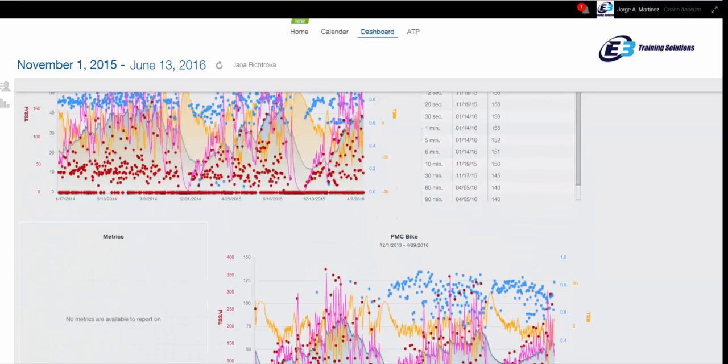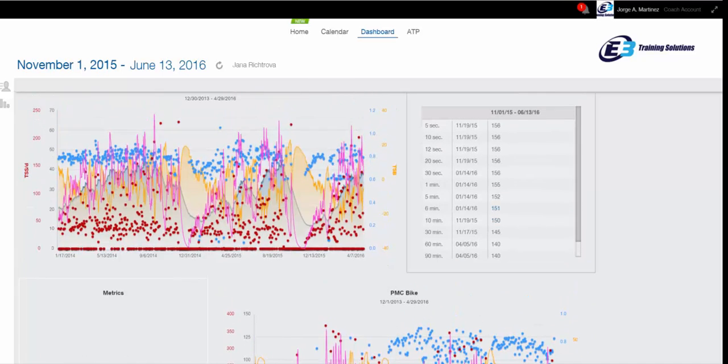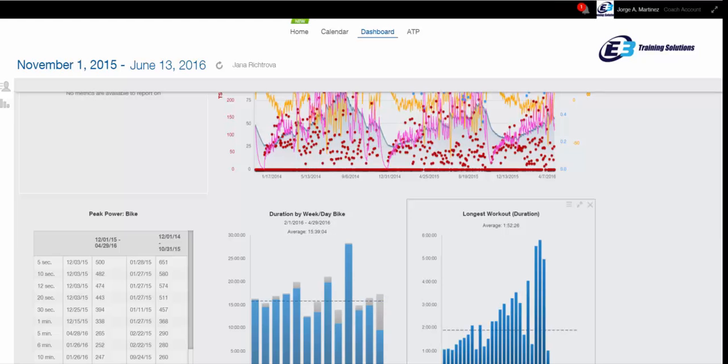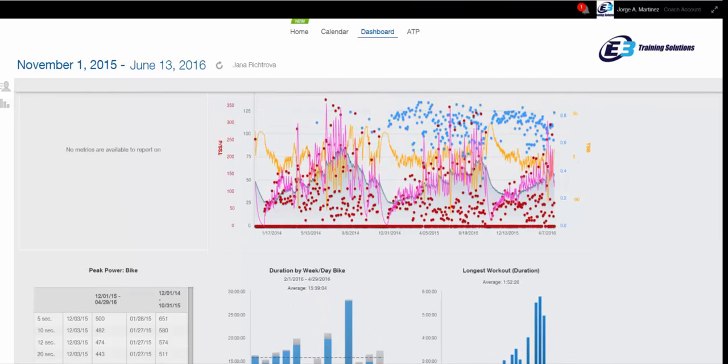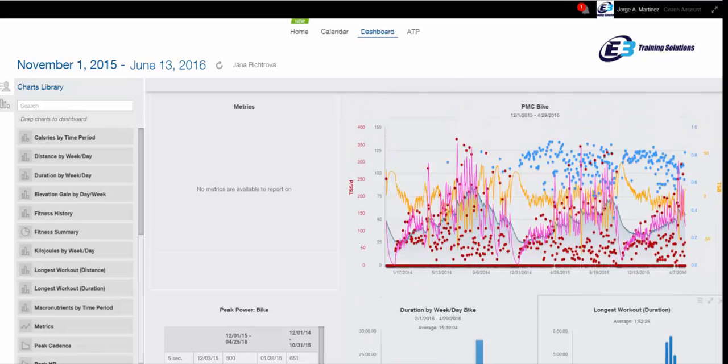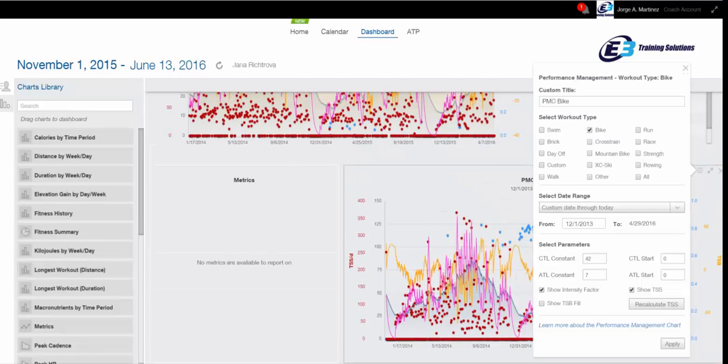I also have performance management charts just for the run, just for the bike, and these ones I can adjust from my end, but you can always go here and add any other chart that you might want. And if you click the 3 lines right here, you can adjust it by dates, by sport, and whatever. So check this out.